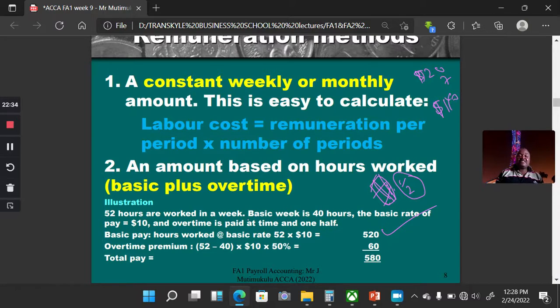So in this case, the employee works 52 hours, but the normal time for a week should be 40 hours. So the extra was 12 hours. 12 hours multiplied by $10 per hour multiplied by the overtime rate. The overtime rate is half.